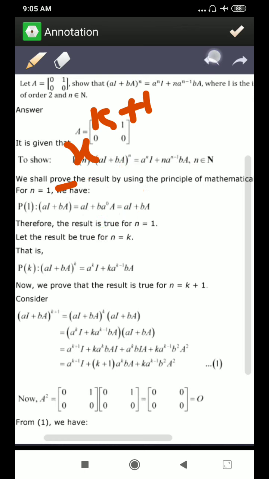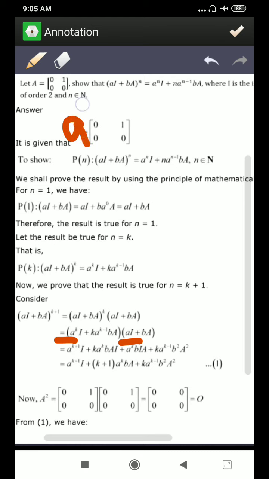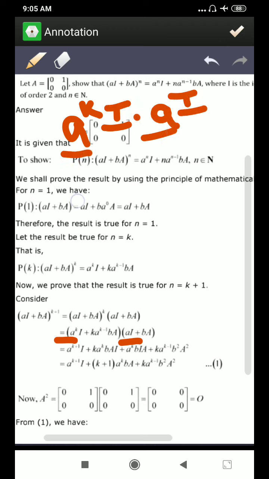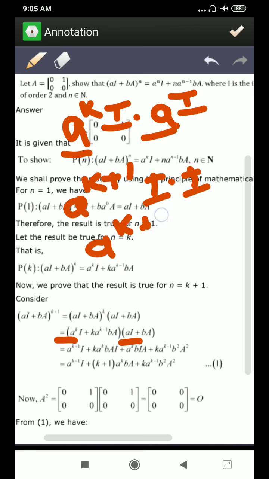So few properties are used in this. What are these? First, I have multiplied this a raised to power k I with a raised to power a I. So it is a raised to power k I into A I. So a raised to power k into a is a raised to power k plus 1. It is I into I. I into I is I only, learn it. So you will have a raised to power k plus 1 into I. So I got this term.